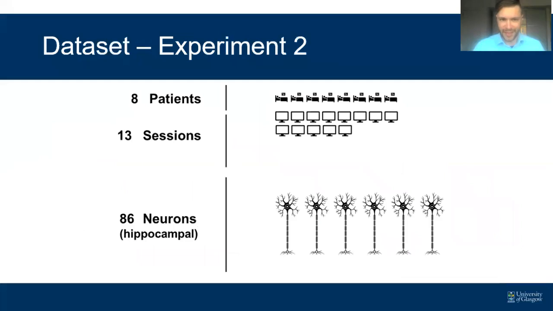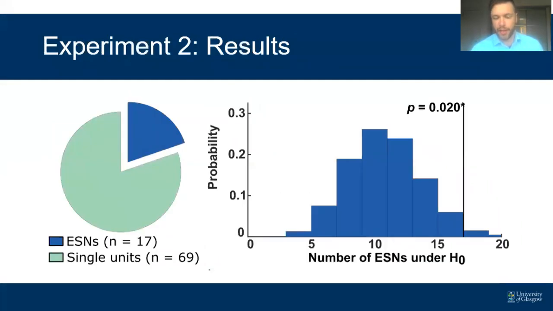So in this data set, we have a total of 8 patients, 13 sessions, and 86 neurons all located in the hippocampus. And we could replicate our results. So now again, we could identify in this second experiment concept neurons and then discard them from our analysis. But if we do this, we can rule out concept neurons tuned to the animal and also to the associate image. And we can still find a significant number of episode-specific neurons. It's a little bit less than a fourth in this case.